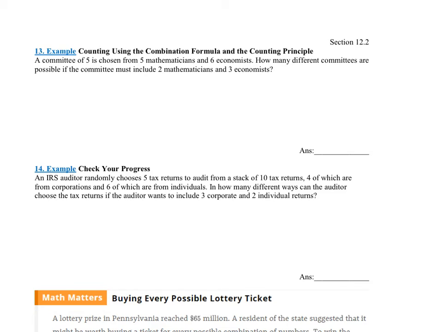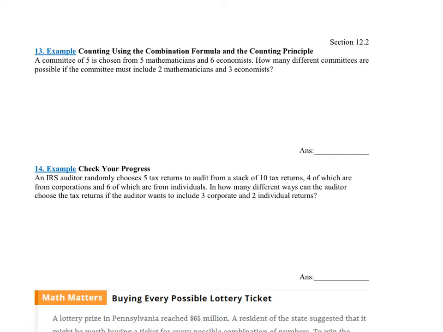Example 13 says a committee of 5 is chosen from 5 mathematicians and 6 economists. How many different committees are possible if the committee must include 2 mathematicians and 3 economists? So this one's a little more difficult. Let's take a look at this one and kind of break it down.